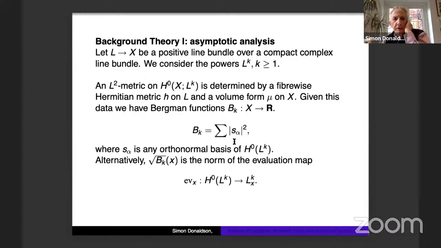Another way of saying that is that the Bergman function at a point x is given by taking the evaluation map that evaluates sections at x. So we have an evaluation map from this vector space to a one-dimensional vector space. Both of them have got norms, and then the Bergman function is the square of the norm of that map.